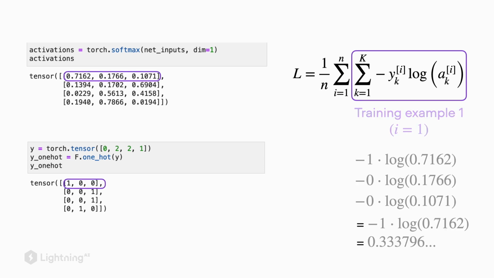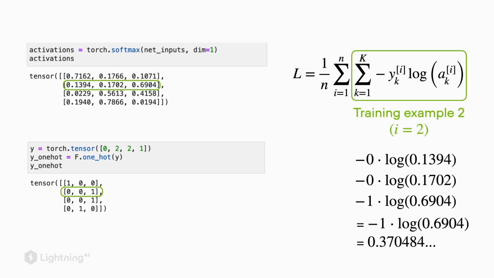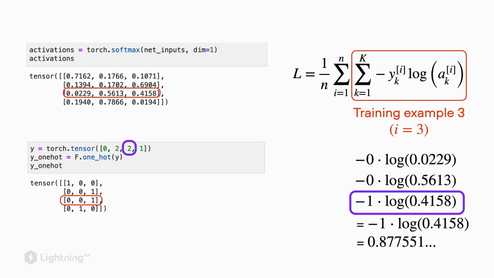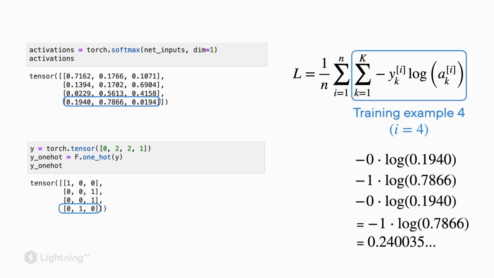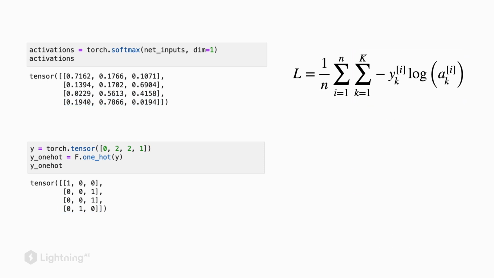Then we do exactly the same thing for the second training example. However, since this is a training example corresponding to class 2, the -1 here is at the third, the last index position. We repeat exactly the same thing for training example 3. And lastly we have training example 4, where the one-hot encoded label is in the second position. So here we have -1 times log of the activation in the second position. What we have done now is compute the inner terms for each of the training examples.